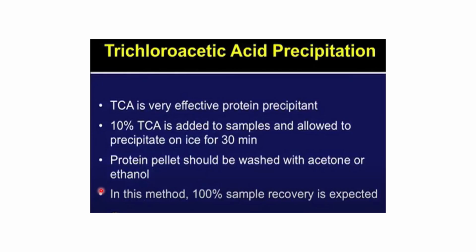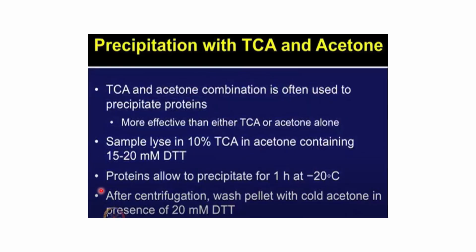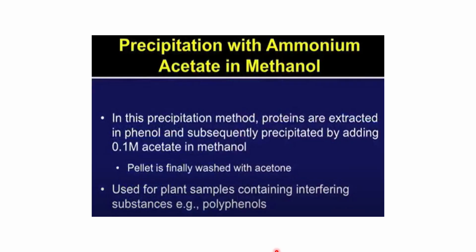Similarly, there is the TCA method also, a similar type of method to that of acetone. You can use both of them together too, and allow maximum protein to be precipitated. This is ammonium acetate in methanol. So there are different solvents basically in order to precipitate your protein.